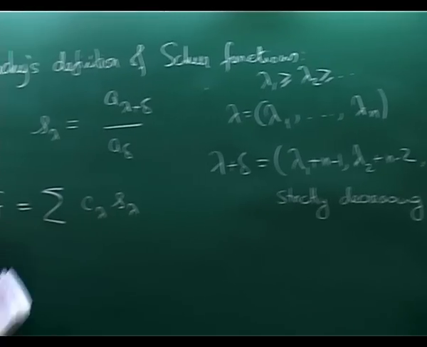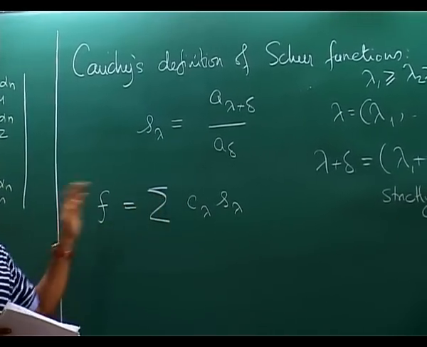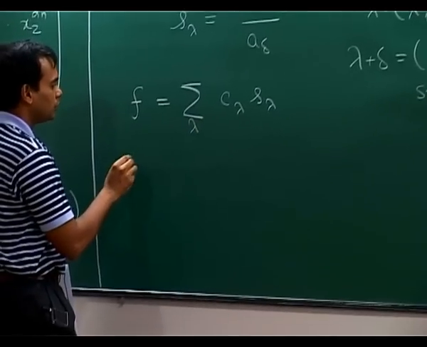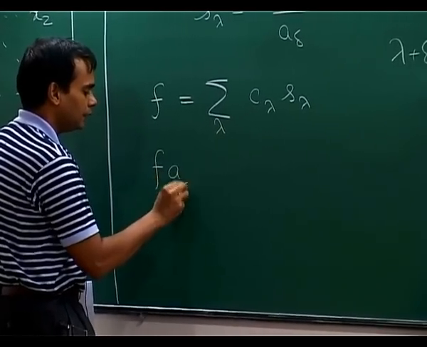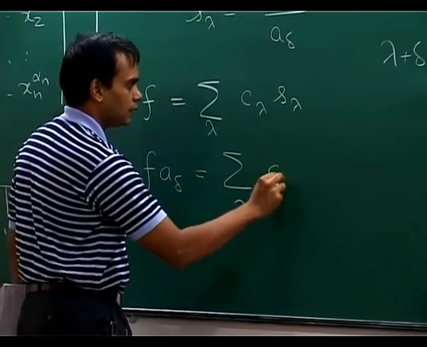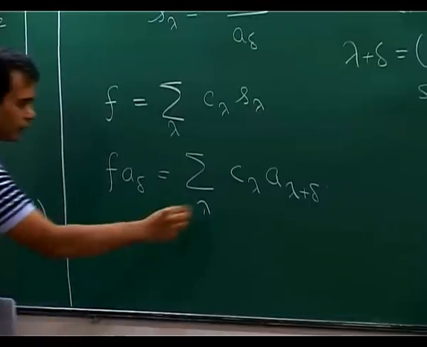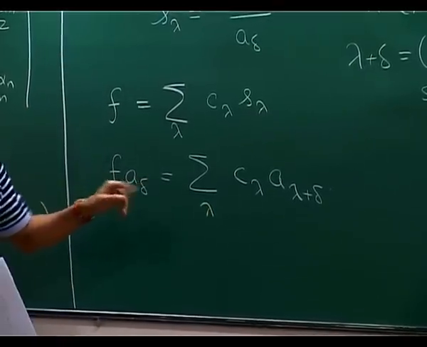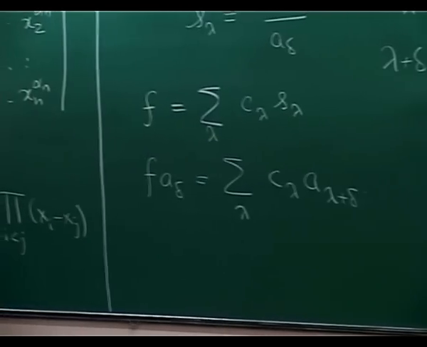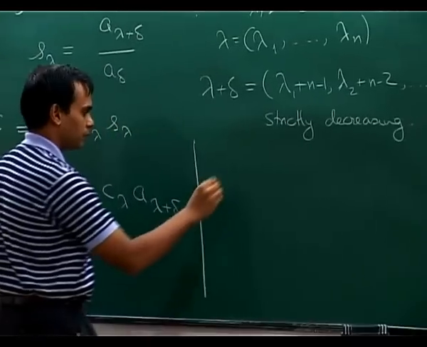Okay, so now I'm going to describe a way to read off these coefficients from the expansion. So what you can do is you just write f times A delta. Now by this formula you get the sum over lambda of C lambda A lambda plus delta. Now I want to somehow from here read off C lambda. And let's just look at this determinant in order to do that. So what is this A lambda plus delta?